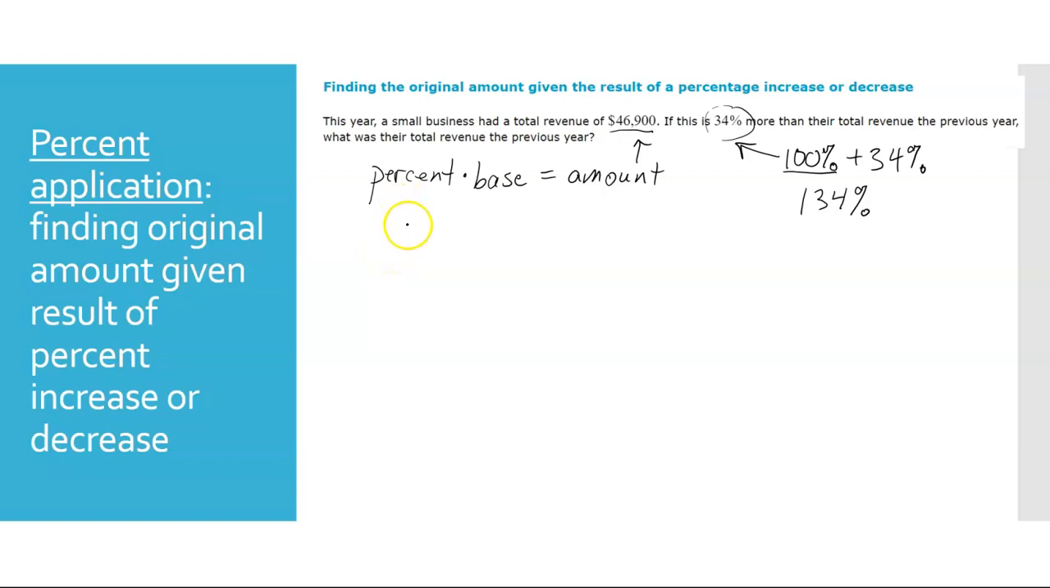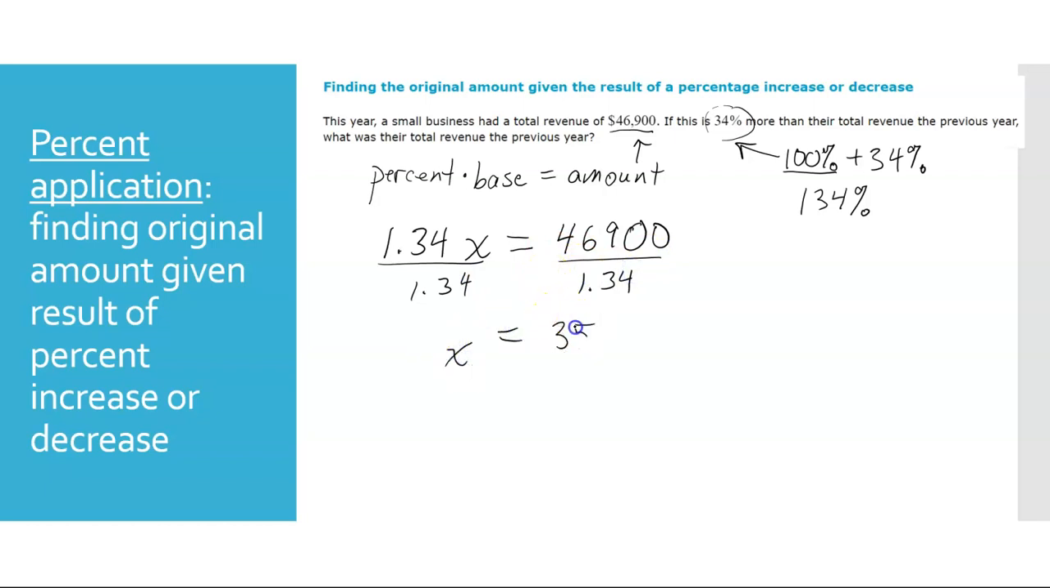To write this in our equation, I'm going to write 1.34. We don't know what the base is, so this is 1.34 times x equals this new amount of 46,900. This is a calculator okay problem, so since 1.34 is multiplied in, we divide it out and get x equals $35,000 on the nose, which is about what we would expect. You can do this problem other ways by finding the 34%. That would just be the increase, and so then you would have to add that on.